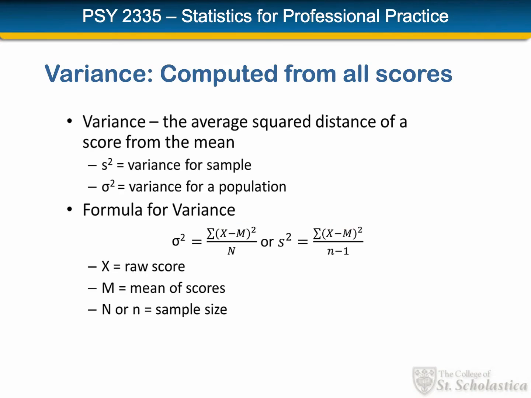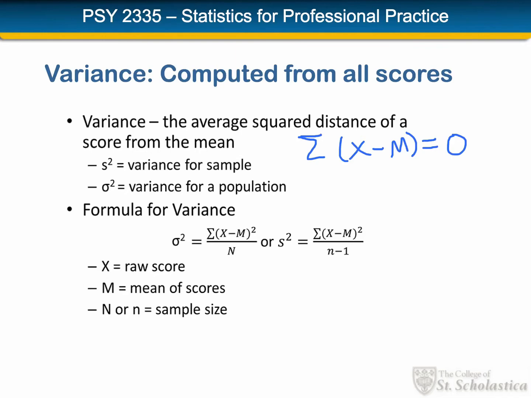One way to make use of all of the data points in the data set would be to look at the average distance from each score to the mean, x minus the mean. But we have the problem, which we saw when we computed the mean, that if we sum up all of those differences, they always sum to 0. It's one aspect of the definition of the mean.